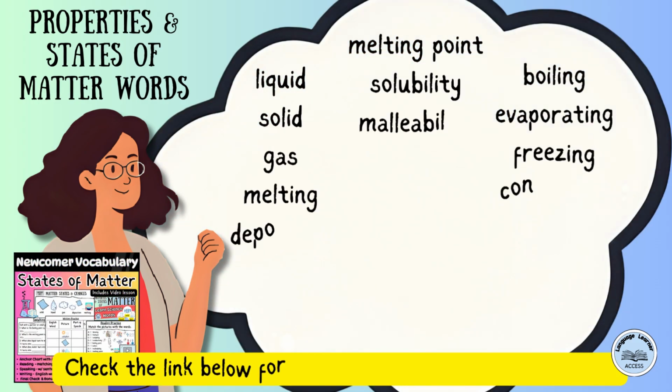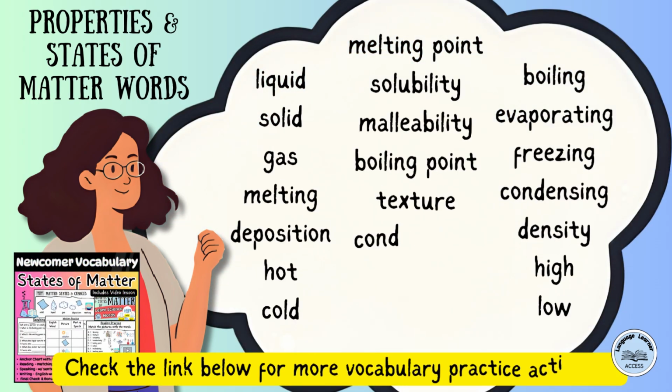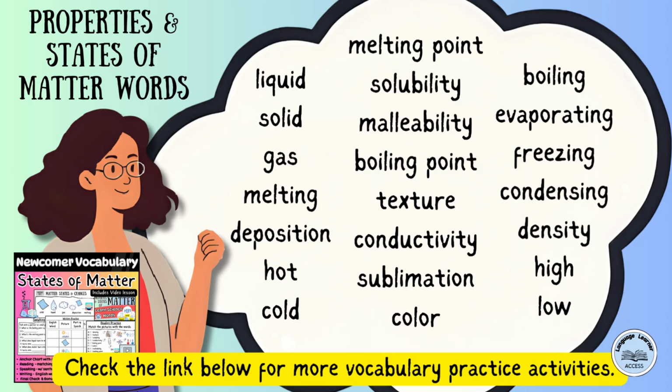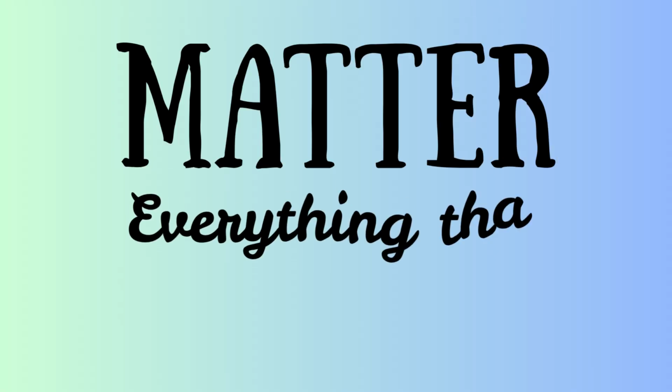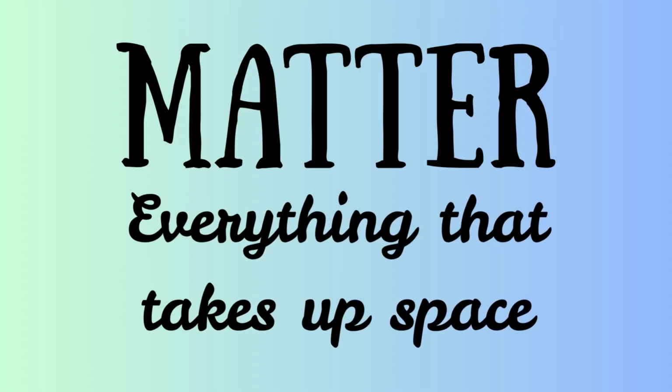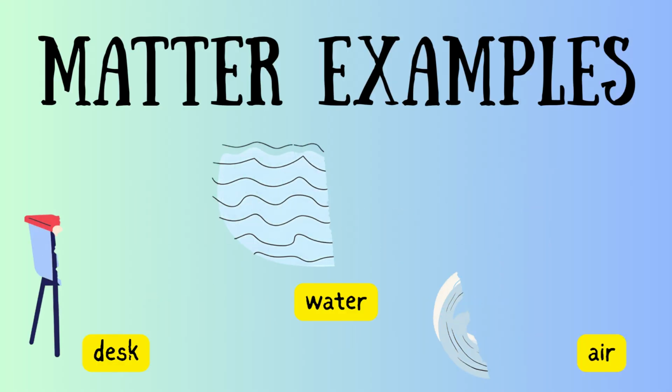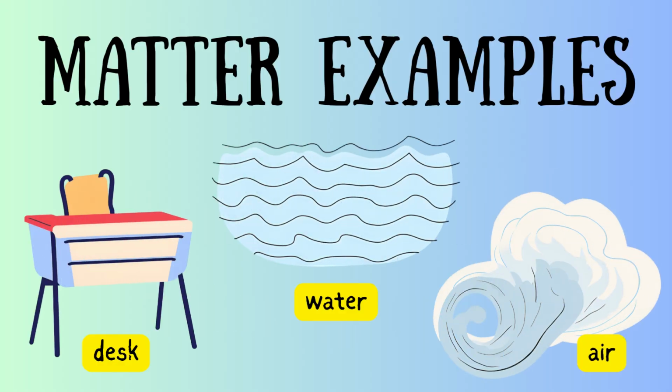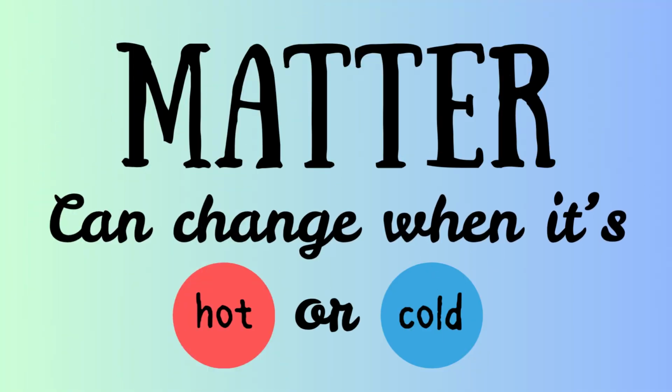We're going to talk about what matter is, and we're going to learn words that describe the states and properties of matter, as well as changes in the states of matter. But what is matter? Matter is everything that takes up space. The desk, the water, and even the air all are matter. Matter can change when it becomes hot or cold.